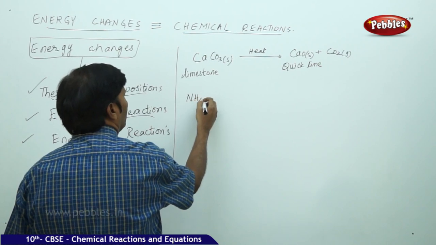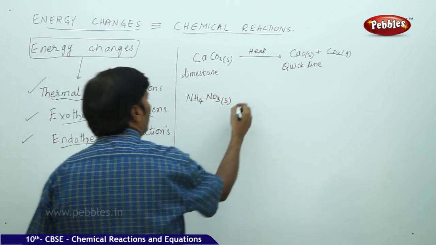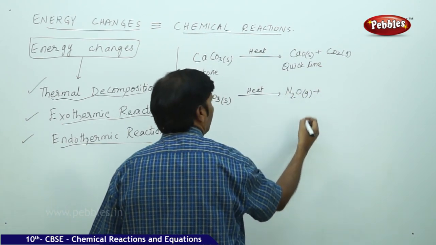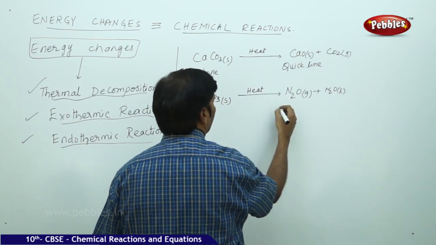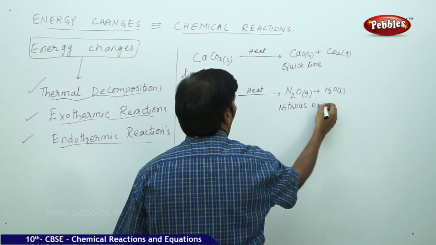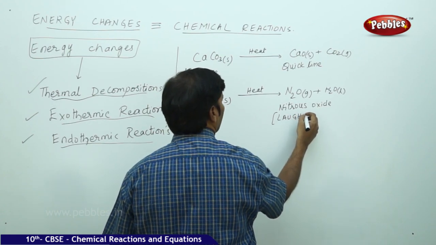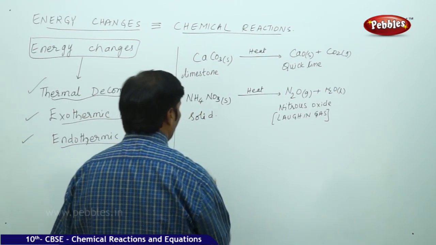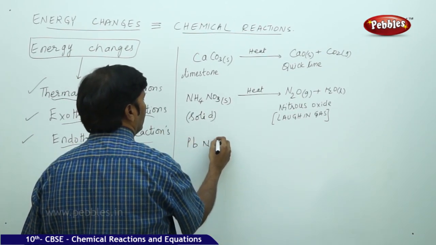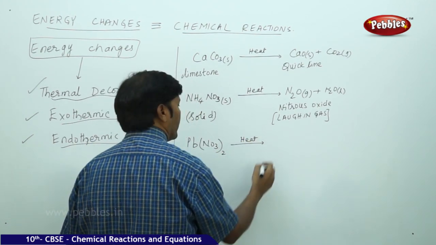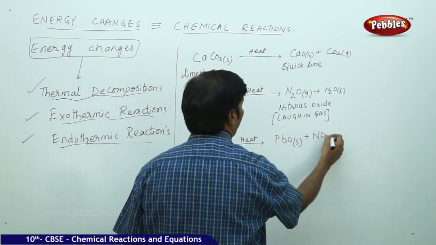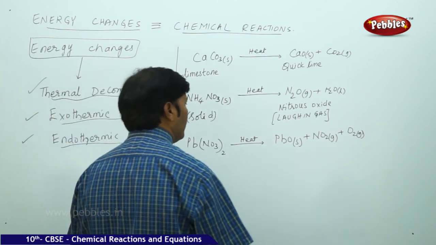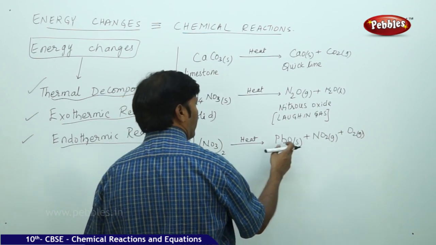Also, you can take one more example, that is ammonium nitrate, a solid. Upon heating, applying the heat, you get N2O gas plus H2O liquid. N2O gas is nitrous oxide, otherwise also called laughing gas, and this is solid. Ammonium nitrate is a solid. Likewise, you can take plenty of examples. You can take lead nitrate, a solid. If you heat it, you get lead monoxide, which is a solid, nitrogen dioxide, which is a gas, and also a small amount of oxygen gas is evolved. This is thermal decomposition. So balance the equation. If you want to balance the equation, suppose if I am taking 2 over here, there is no use.